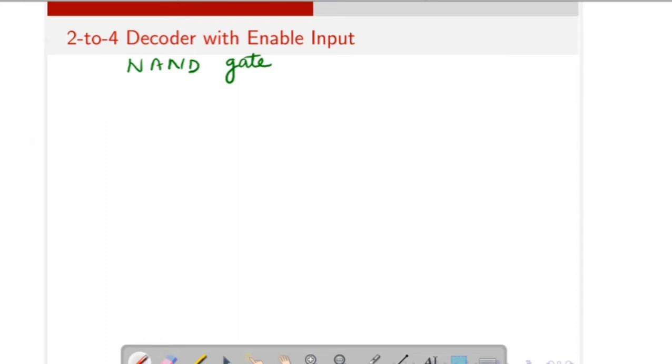That means in a decoder an enable input is given, and when the enable input is 0, the output is equal to 0, and when the enable input is equal to 1, then all outputs are 1. Here we construct a decoder with NAND gates and an enable input. So here we construct a 2 to 4 decoder with enable input.